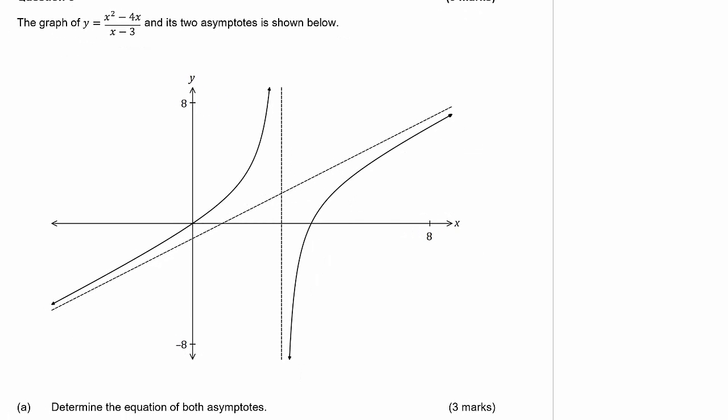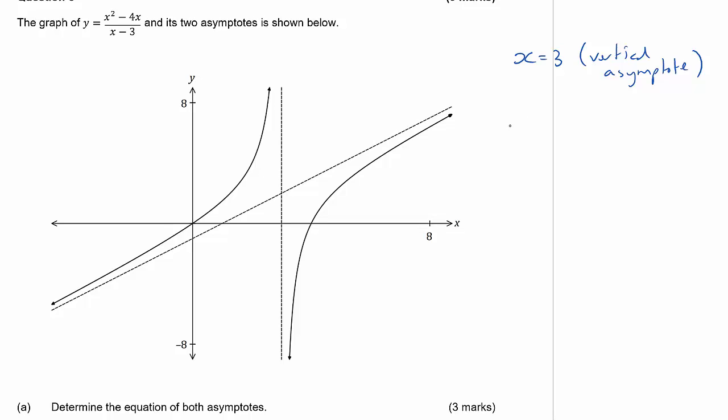The graph of y equals (x squared minus 4x) over (x minus 3) and its two asymptotes is shown below. Determine the equation of both asymptotes. I'm just going to work up here. Well, clearly one of them is going to be x equals 3, and that's our vertical asymptote. And that's just because we can't have 0 on the bottom.